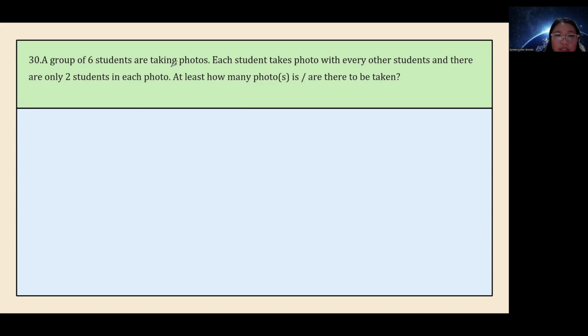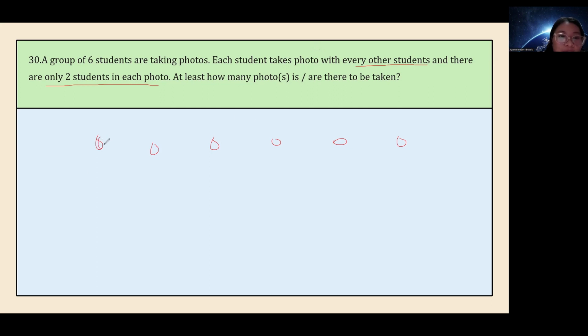A group of 6 students are taking photos. Each student takes a photo with every other student, and there are only 2 students in each photo. At least how many photos are there to be taken? Okay, so we have 6 students. Let's say 1, 2, 3, 4, 5, 6. So on each photo, only 2 students can be seen, and every student must have a photo of every other student as well.